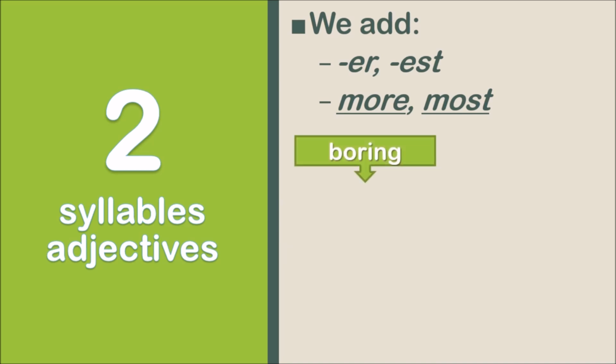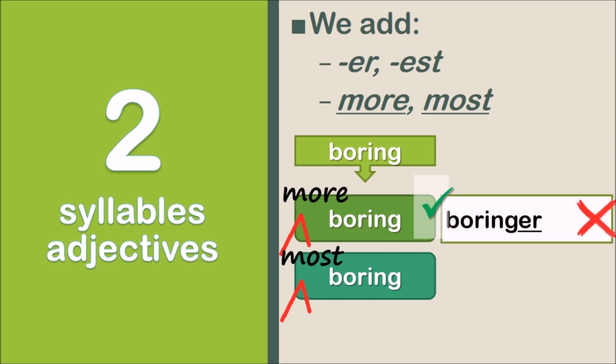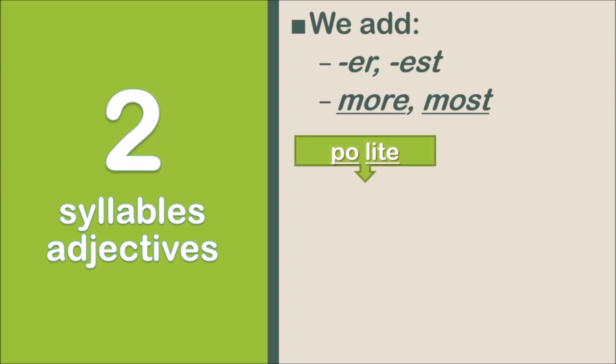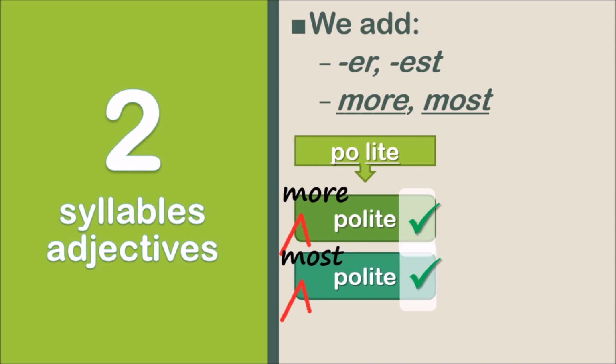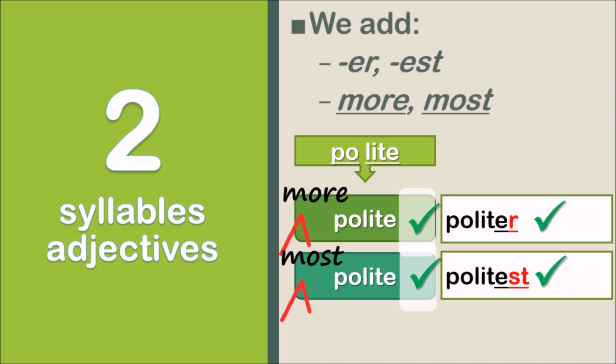The same goes for boring. We add more and most. So it's more boring and not boringer, most boring and not boringest. For words like polite, another two-syllable adjective, we can add more and most. More polite, most polite. Other than that, we can also add er and est. Politer, politest. In other words, for two-syllable adjective, we can add er, est, or more, most. It depends on the word.